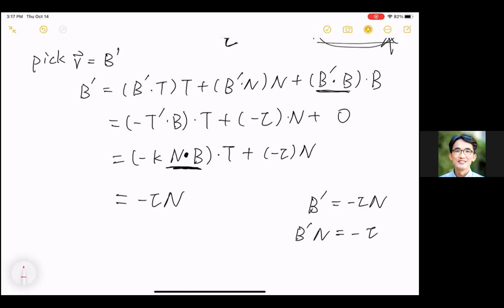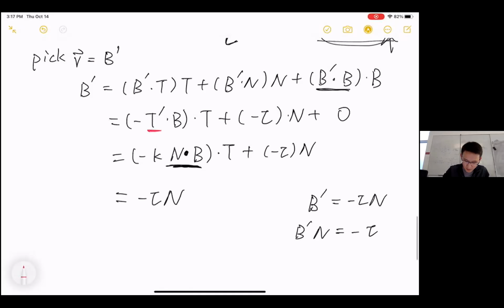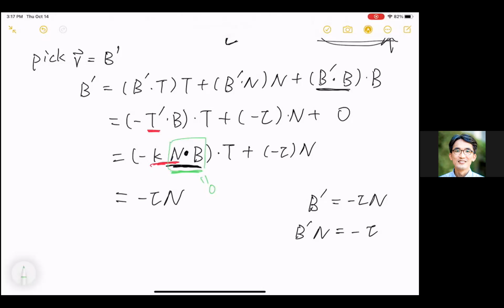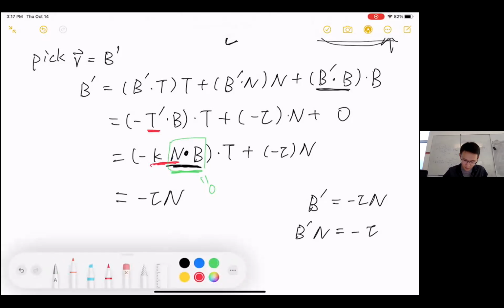Well, yeah. We were going a little bit fast. So this one corresponds to this, and then this one is 0, just because these two things are perpendicular. Oh, okay, yeah, I got it. Thank you. Yeah. Any other questions?